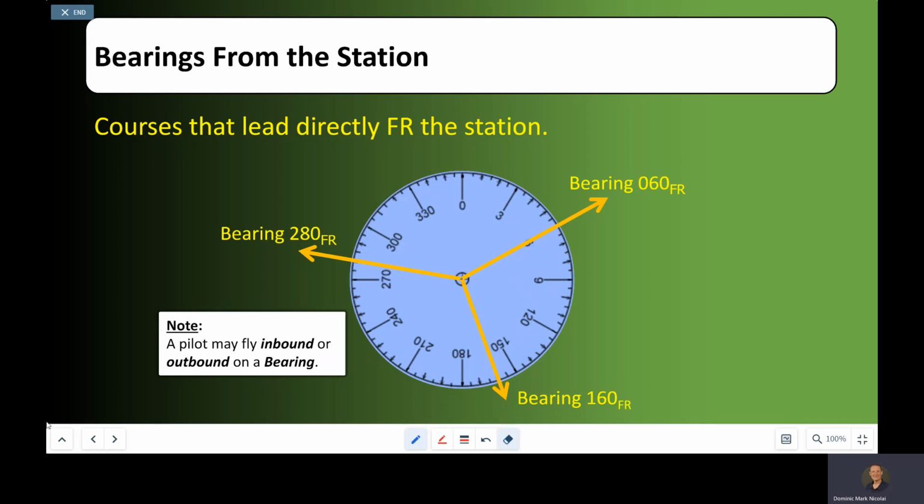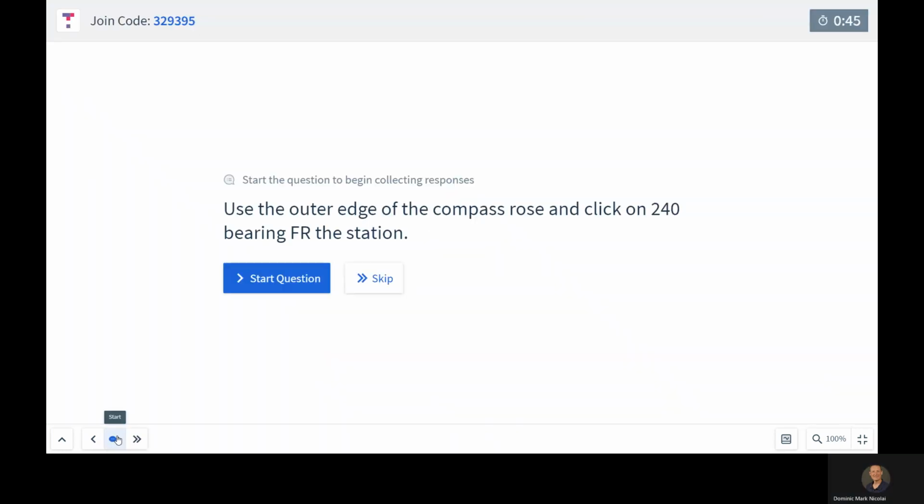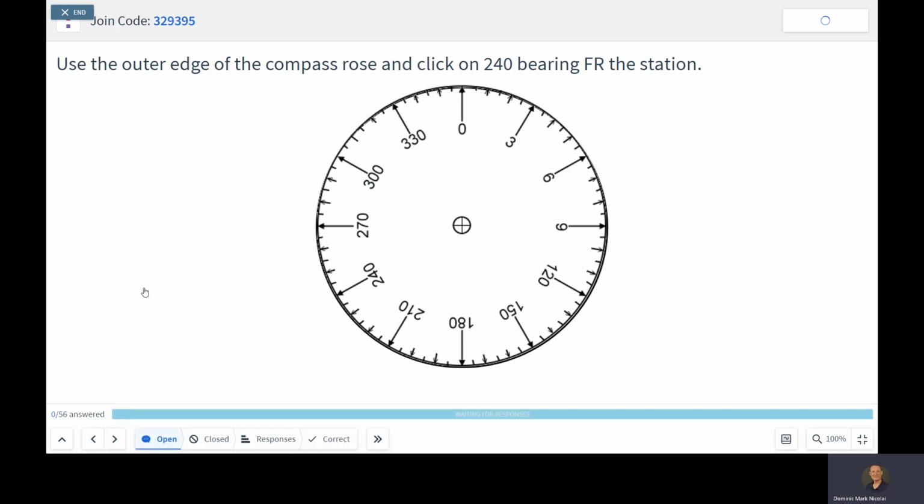All right, let's try the top hat question then. Use the outer edge of the compass rose, and we're clicking on the 240 bearing from the station. Again, we're facing 240 degrees. We're walking from the station.